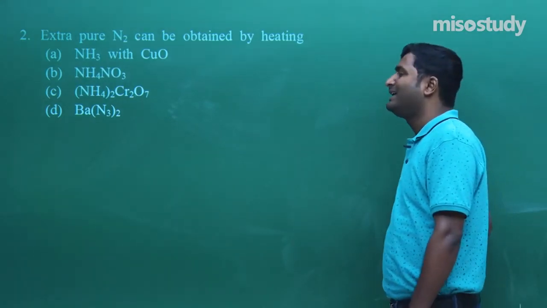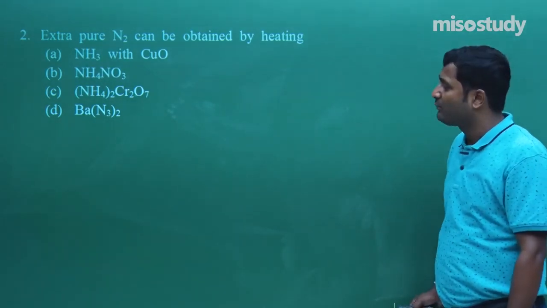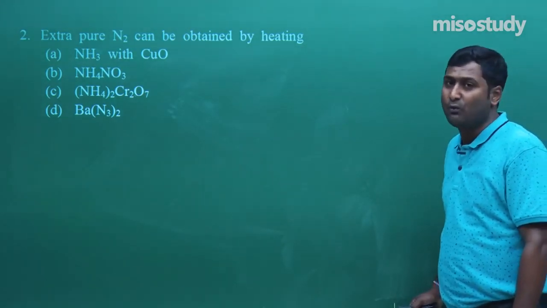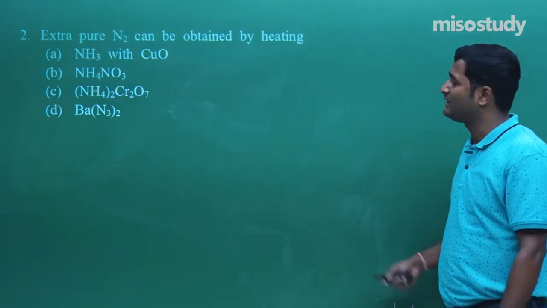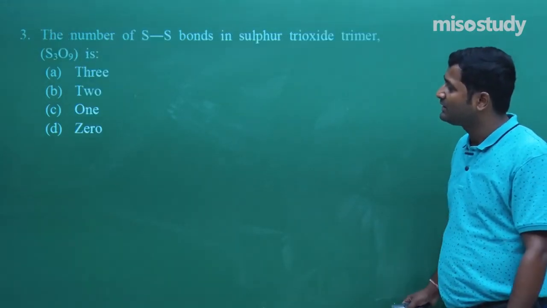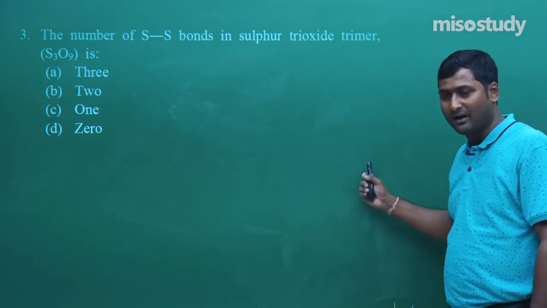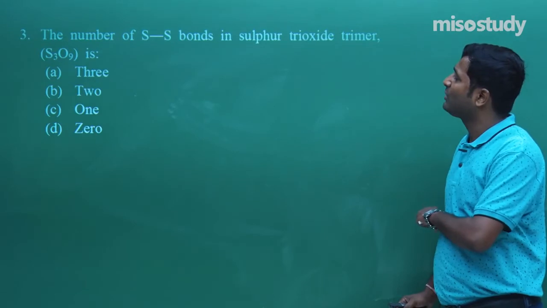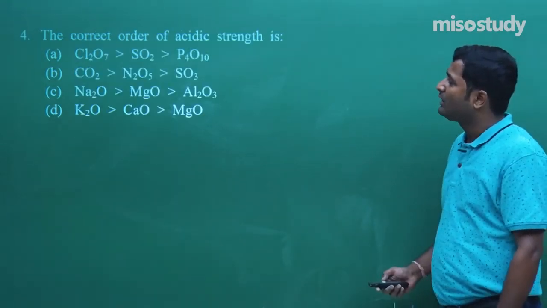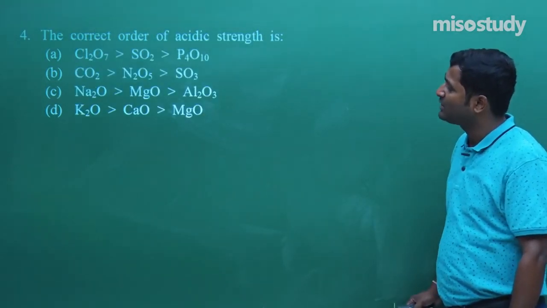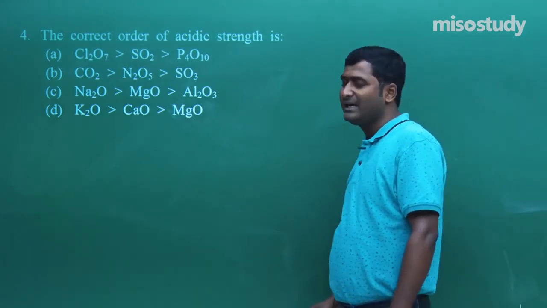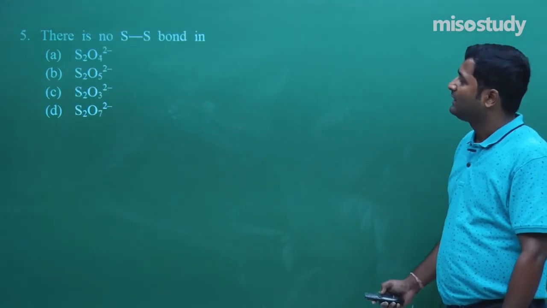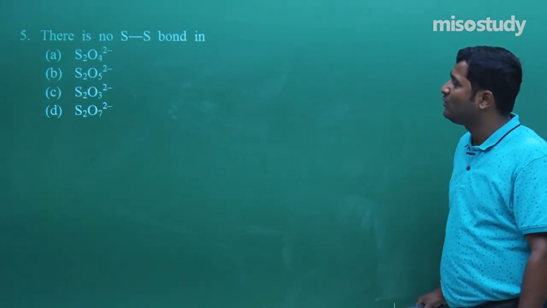Now for question number 2, what is the correct option? As I told you, D is the correct option because the product one is in solid state and the second one is in gaseous state, so we do not require any additional method to separate them. Now for question number 3, as I have drawn the structure, in this case the number of S-S bonds is 0. Now for question number 4, what is the correct option? That is Cl2, A is the correct option: Cl2O7, then SO2, then P4O10.